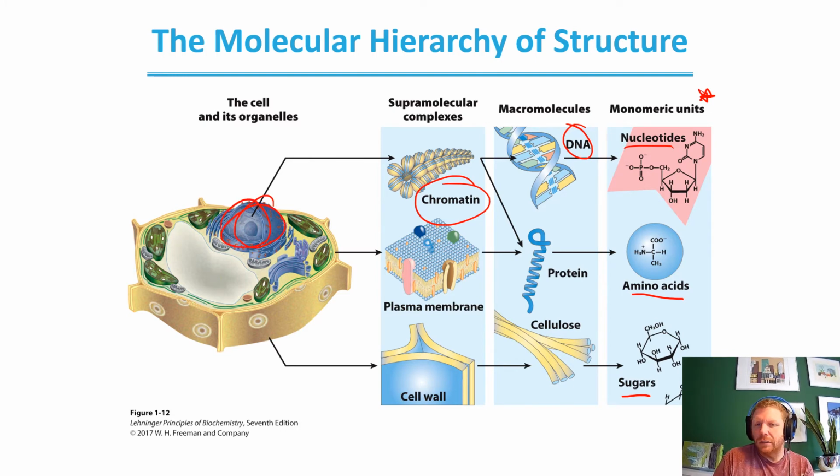Now, amino acids are the monomeric subunits that make up proteins. Those proteins are going to be found within the plasma membrane, but proteins are also a key part of chromatin structure. Sugars, our last monomeric unit, are going to assemble to make a large polymer like cellulose. That cellulose is going to thread itself into other cellulose molecules to make the cell wall. And that cell wall is going to separate one cell from another cell.